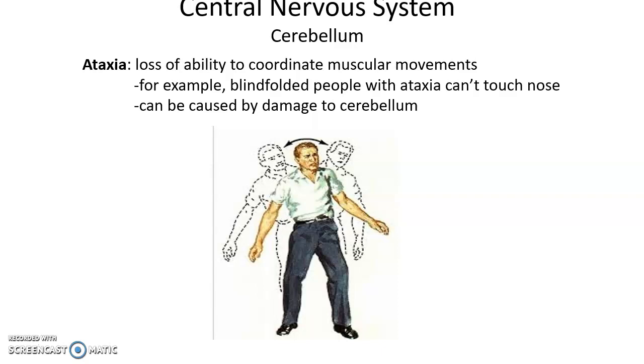If you closed your eyes or were blindfolded, you would not be able to touch your nose with your finger because you would not be able to coordinate that movement. It can be caused by damage to the cerebellum, or it can be caused by getting drunk. So the non-fun part of being drunk, it'd be called ataxia.